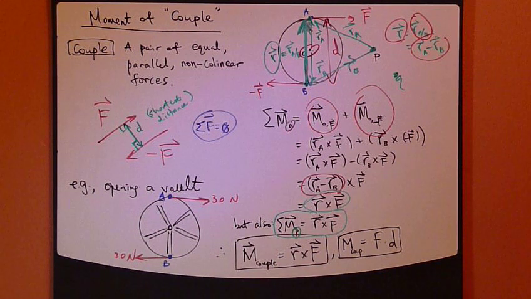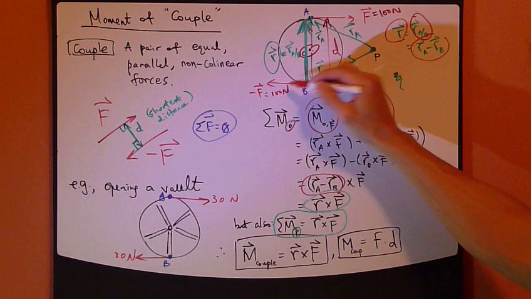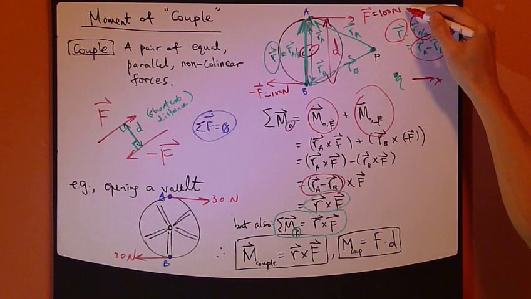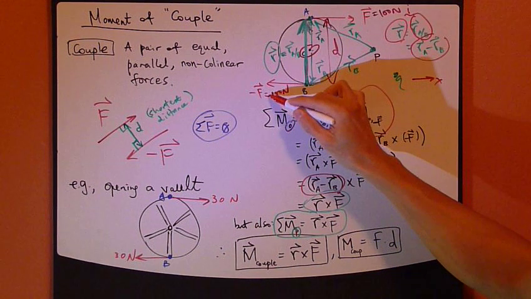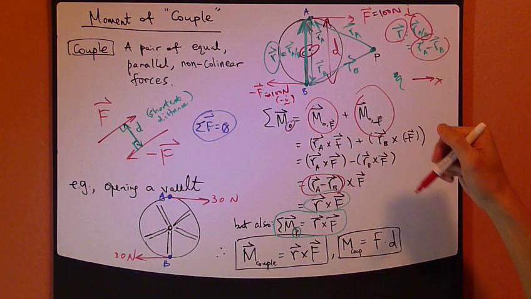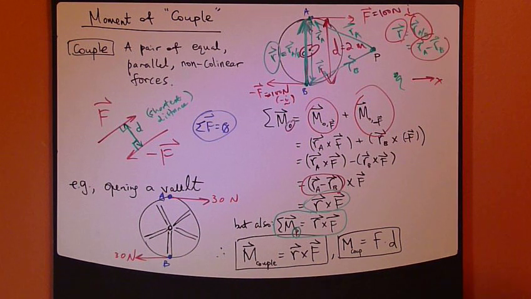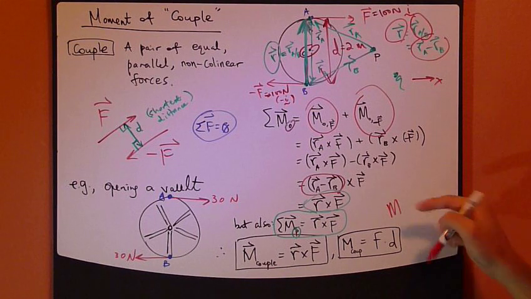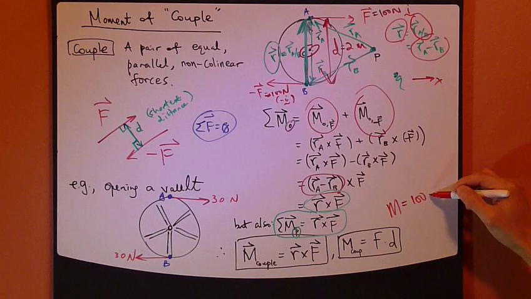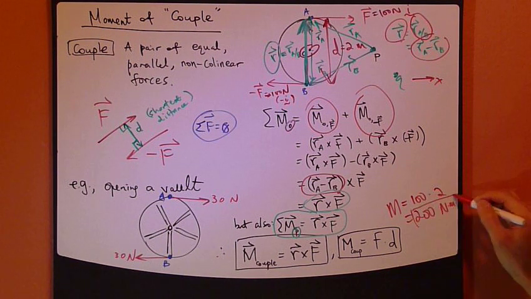So let's say this is 100 Newton going to the left. Let's say this is my x-axis, so this is my i. So this is 100 negative i. So the moment created by this couple, let's say this is 2 meters. The moment created by this couple in this picture is exactly equal to 100 Newton times 2 meters, so 200 Newton meters. That's all.